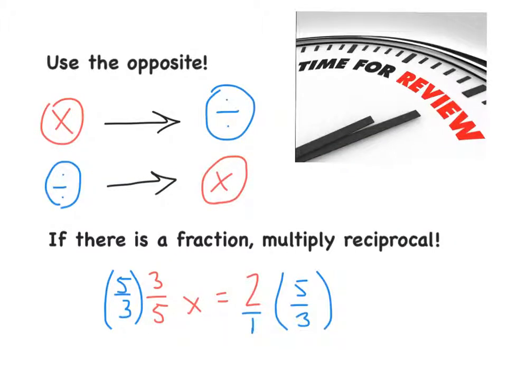So just a quick little recap. When we have a multiplication problem, the opposite of multiplying is divide. If we have a division problem, the opposite of division is to multiply. These are called the multiplicative inverses. So use the multiplicative inverses when you're solving one-step equations. If there's a fraction, you multiply by the reciprocal. So the reciprocal of 3/5 is 5/3. Multiply that on both sides to solve for your answer.